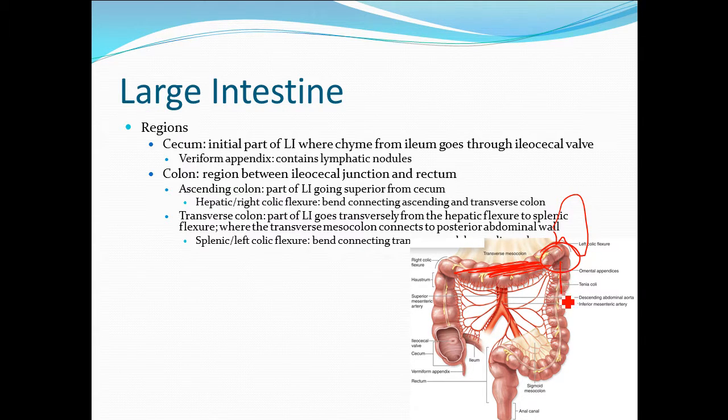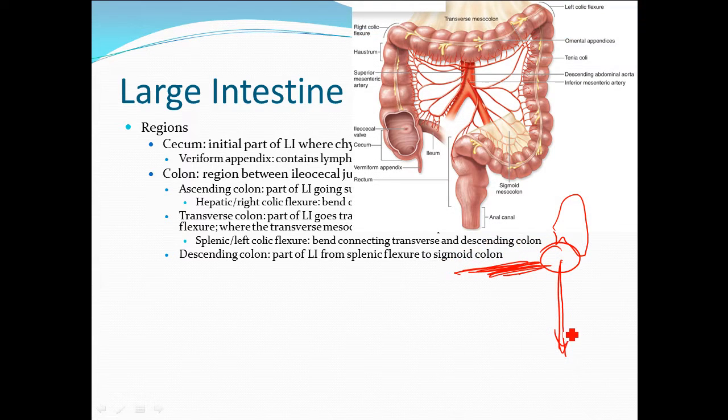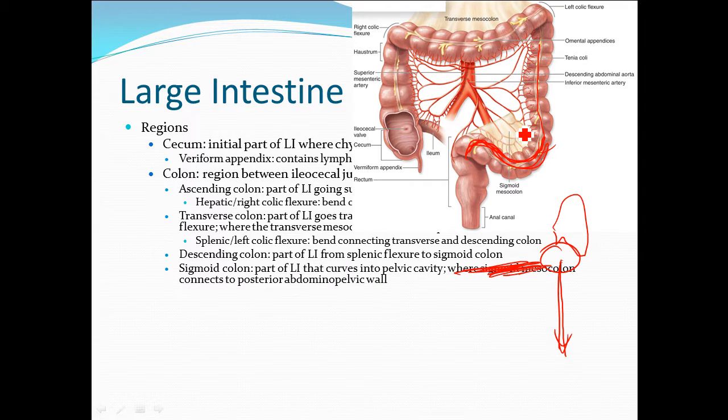And what would you think this part will be called when it goes down this direction? Yeah, descending colon. Very good. This descending colon. And then there's this S-shape part here. This S-shaped part is going to be called the sigmoid colon.